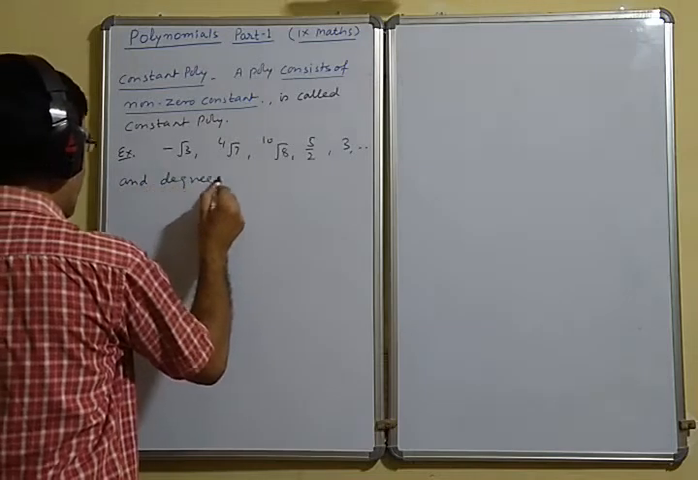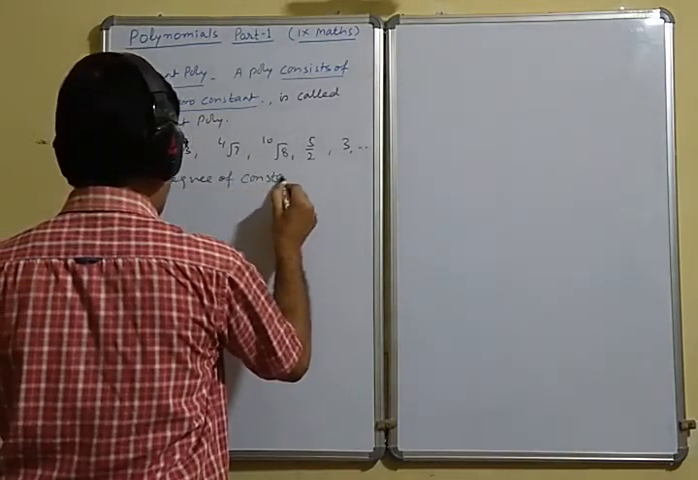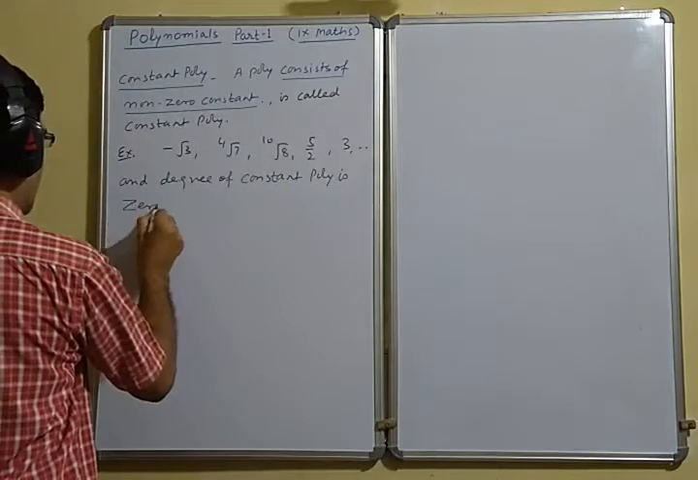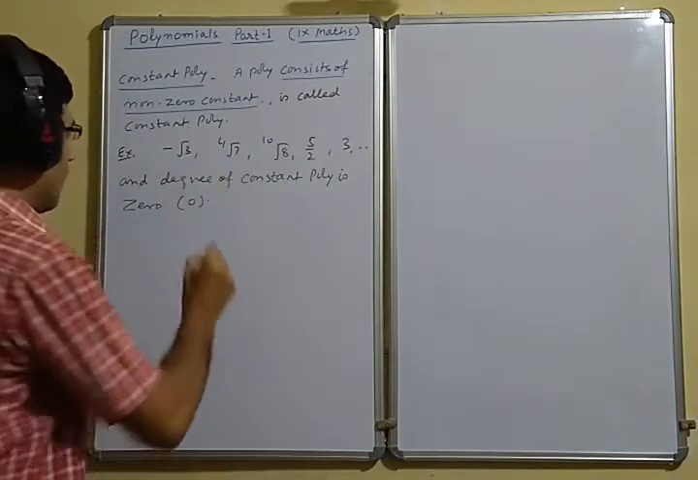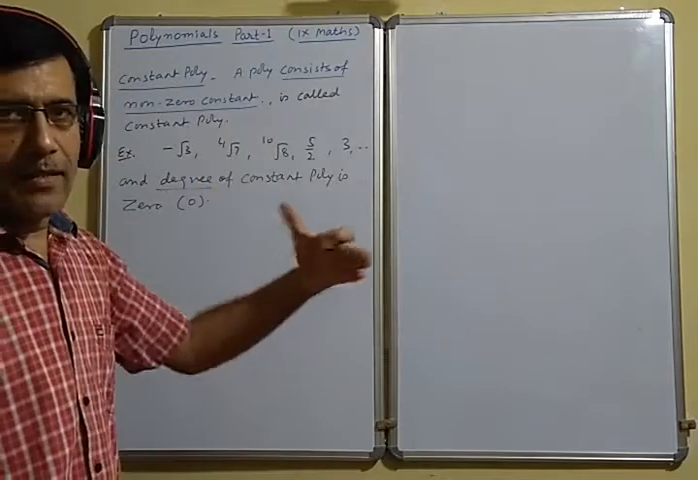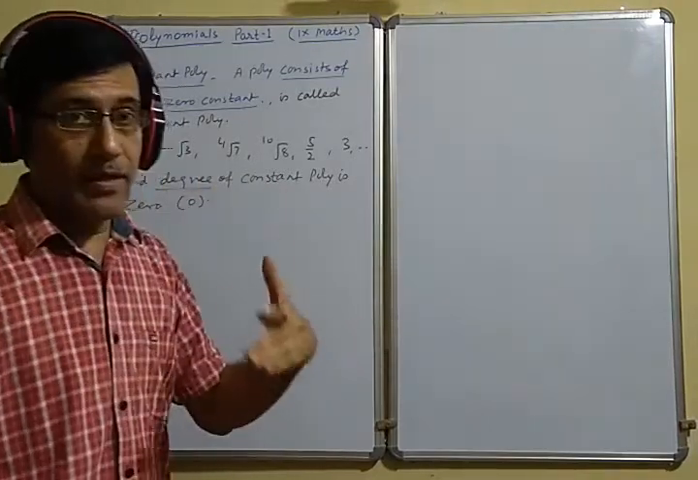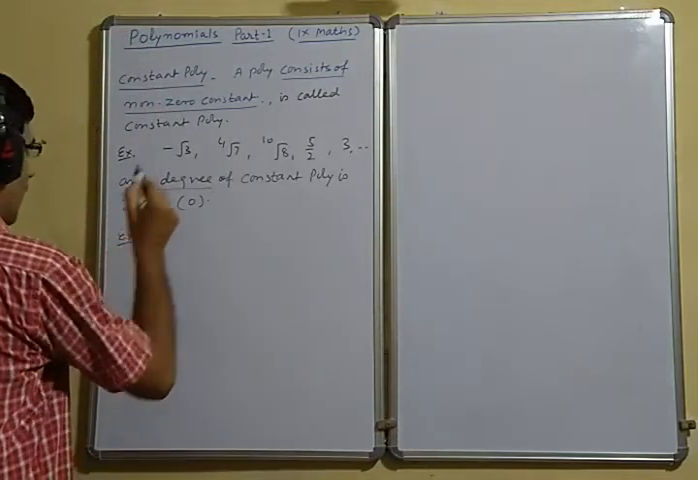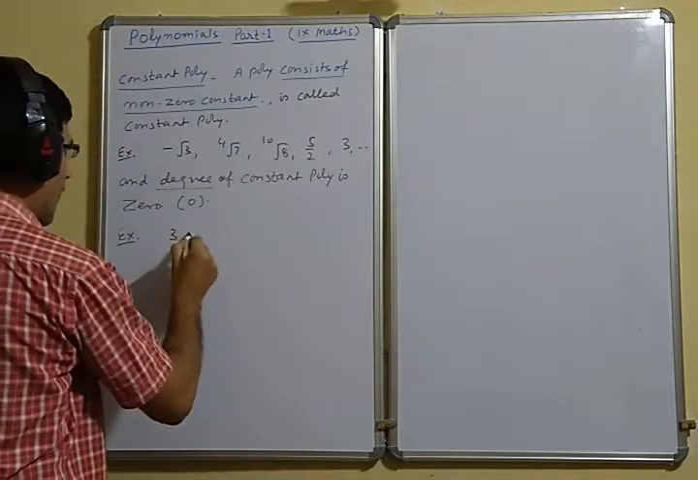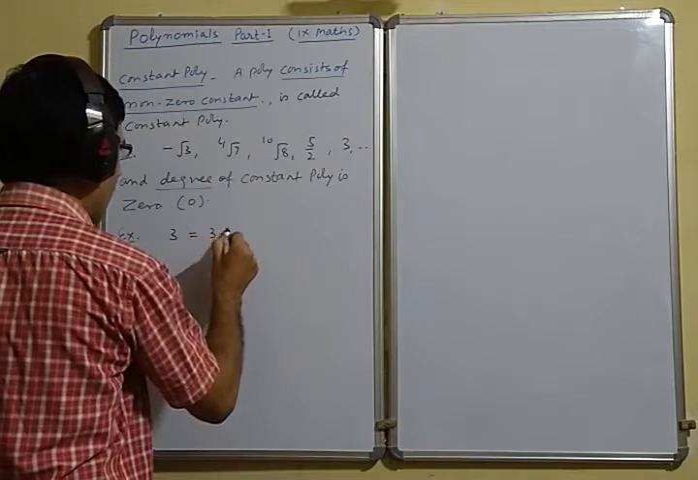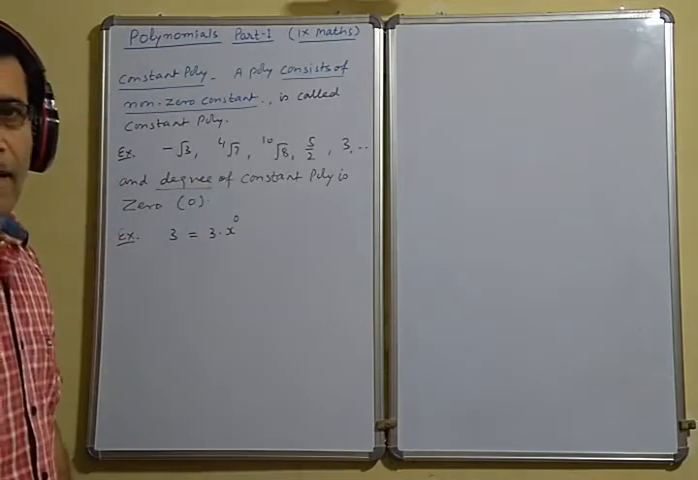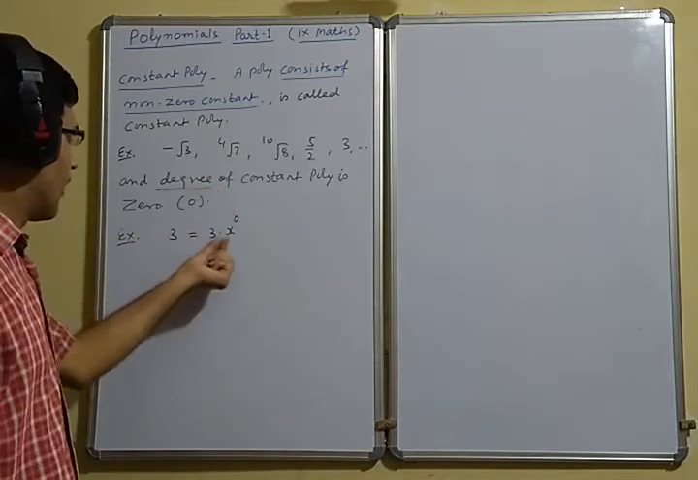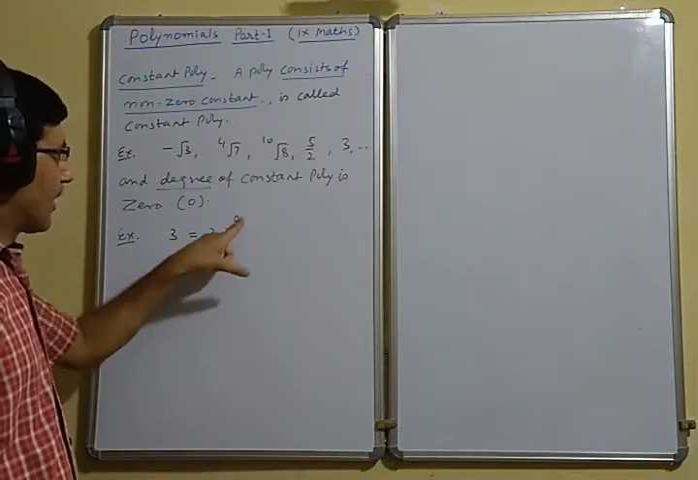The degree of a constant polynomial is 0. Now let us see, for example, suppose 3 is written. What can we write? 3 into x raised to power 0, because x raised to power 0 becomes 1. So 3 into 1 is equal to 3. So its degree is 0.